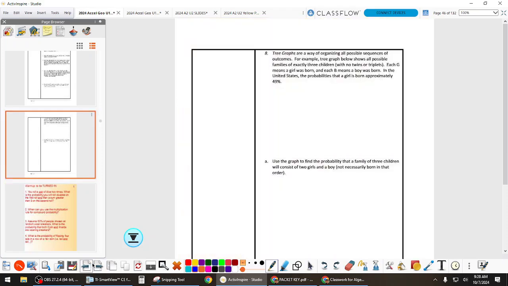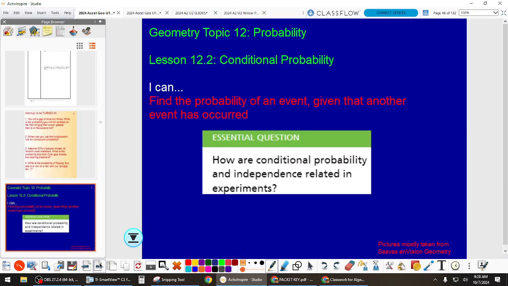Did we not get through all of the pages? We did. Oh yeah, I was on the other slide. I was like, wait a minute.